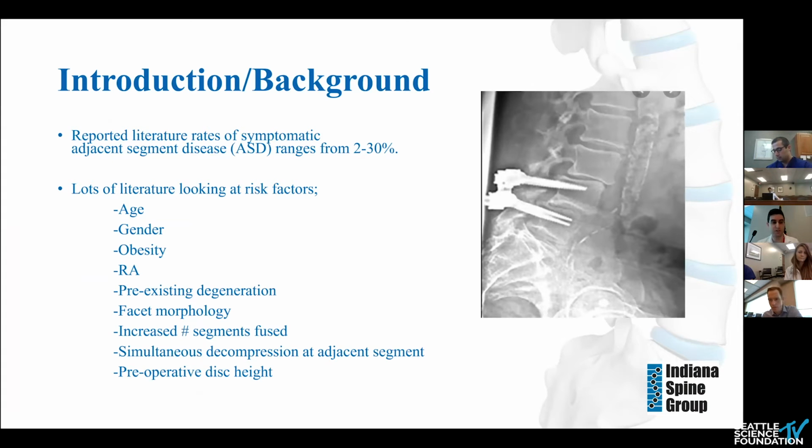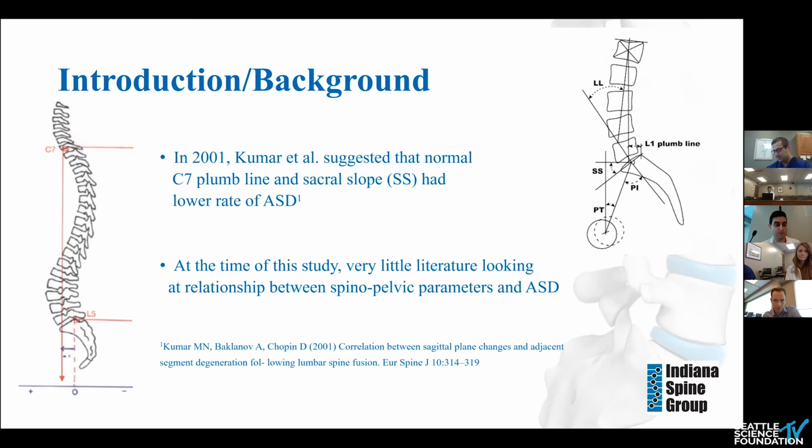Adjacent segment disease occurs following prior lumbar fusion when patient symptoms correlate with radiographic evidence of adjacent segment degeneration, instability, and/or stenosis. There has been an abundance of literature looking at specific risk factors for the development of adjacent segment disease. I've listed some of these risk factors here, which, as you can see, include both demographic factors as well as iatrogenic factors. Prior to this 2015 study, there was a 2001 paper that suggested that global spinal parameters such as C7 plumb line, as well as pelvic alignment parameters such as sacral slope, correlated with lower rates of ASD. At that time, though, there really wasn't a lot of other literature that had looked at other spinopelvic parameters.